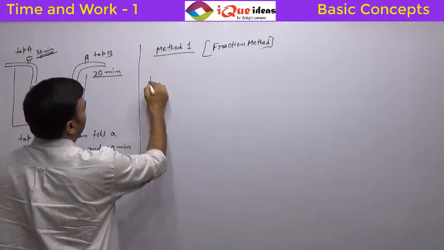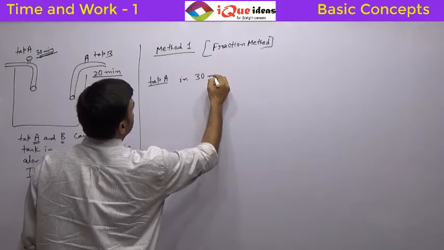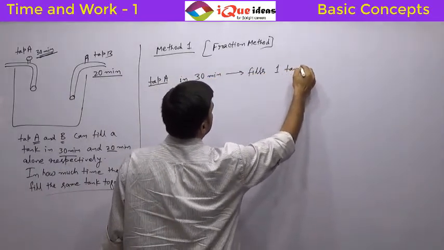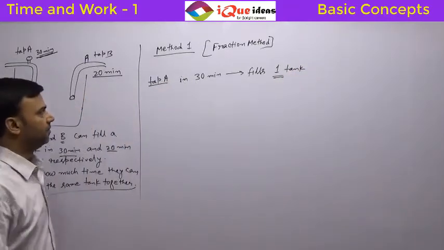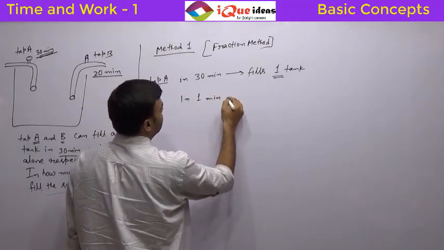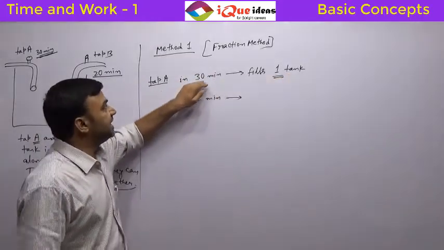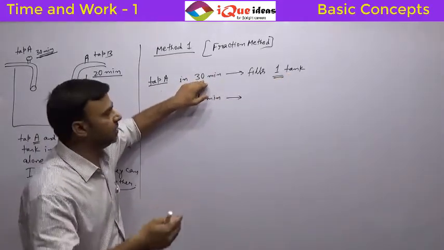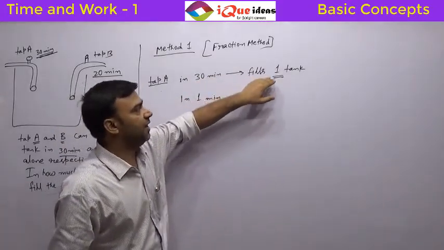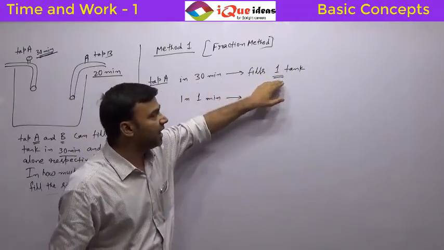Here we are saying that tap A in 30 minutes, what does it do in 30 minutes? It fills one tank. So the quantity of work we are taking as 1. Alright. That means tap A in 1 minute, what will it do? To understand this, let me put it this way. In 30 minutes, it fills one tank. So in 60 minutes, what will it do? Time is doubled. So it will be able to fill 2 tanks. In 90 minutes, it will be able to fill 3 tanks. In 120 minutes, it will be able to fill 4 tanks.